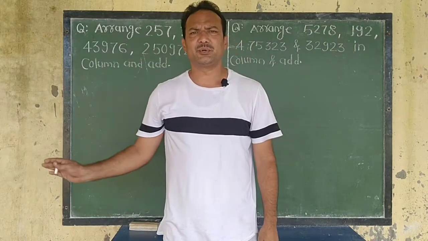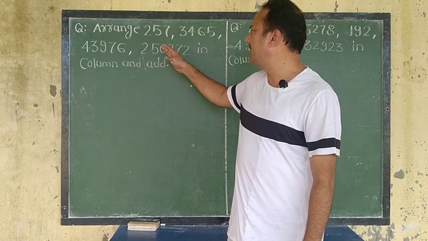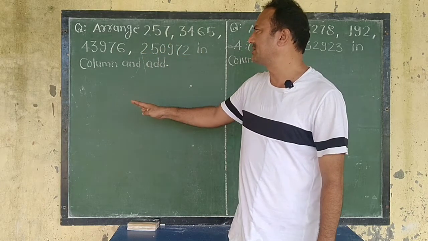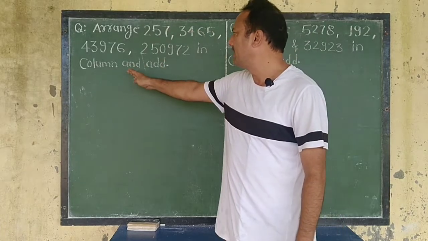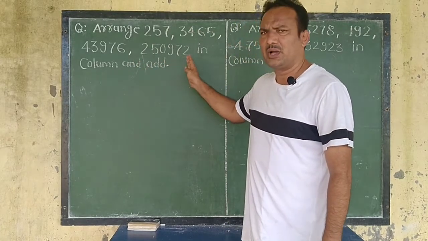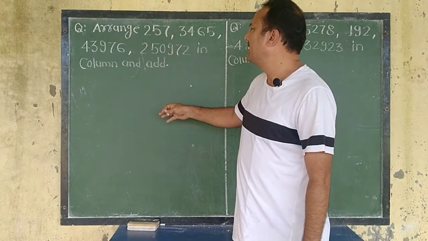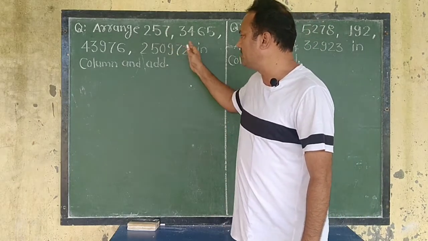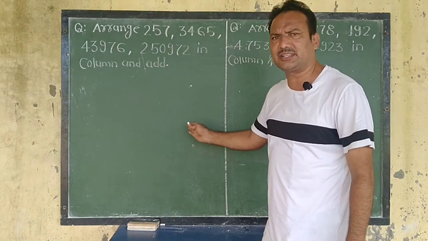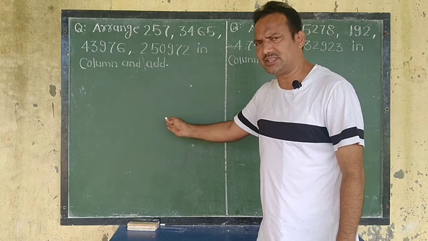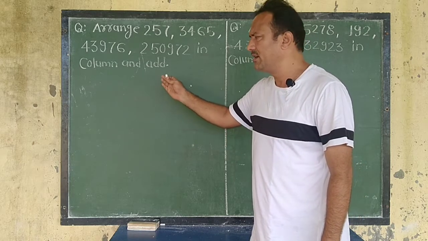Today in this video we will again learn how to arrange and add numbers. First we have to arrange all the given numbers in columns. After that we have to add the numbers. What we have to remember is to always write the ones digit in the ones column, tens in tens, hundreds in hundreds, thousands in thousands, ten thousands in ten thousands, lakhs in lakhs, ten lakhs in ten lakhs, and crores in crores.